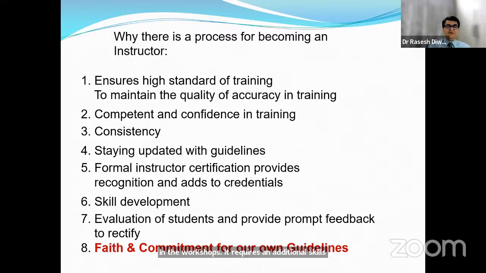And this, as I have tried to put some of the things which will appeal to all of us instructors, ensures a high standard of training to maintain the quality and accuracy in training.